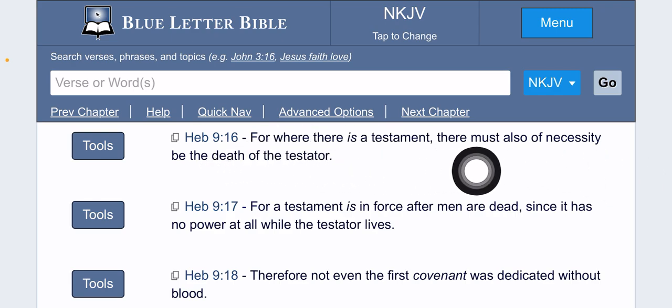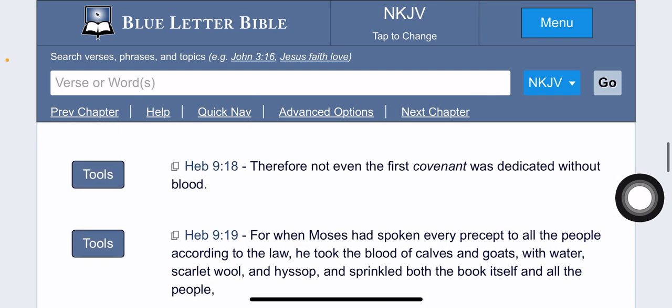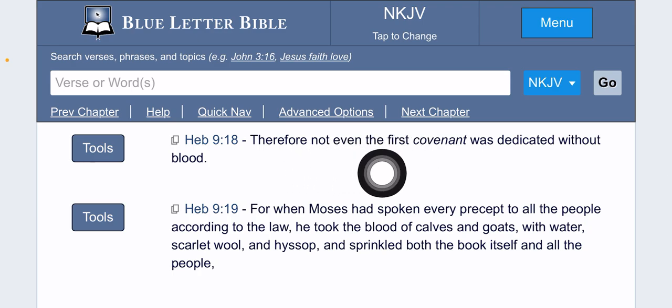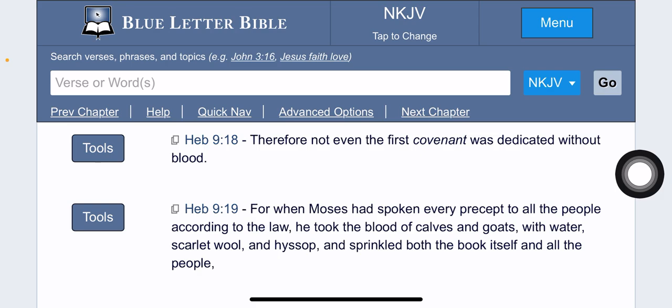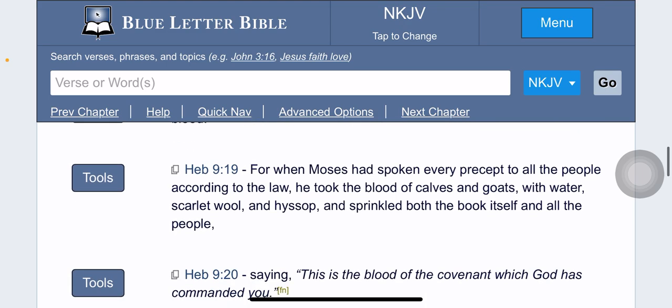For where there is a testament, there must also of necessity be the death of the testator. For a testament is in force after men are dead, since it has no power at all while the testator lives. Therefore, not even the first covenant was dedicated without blood. So the first covenant, which we are actually still in at its later end, we needed blood in order to do these ordinances, okay?